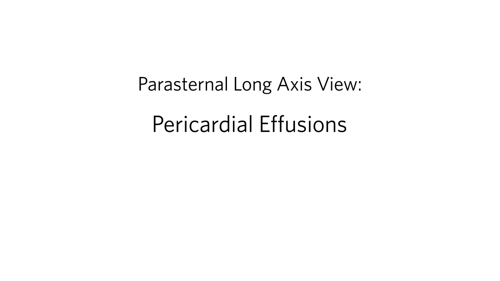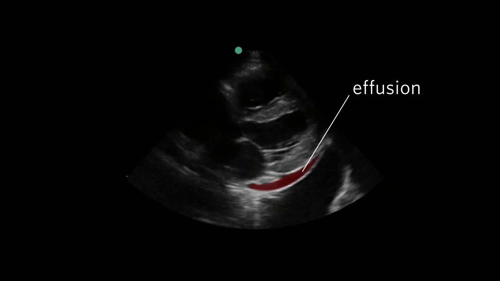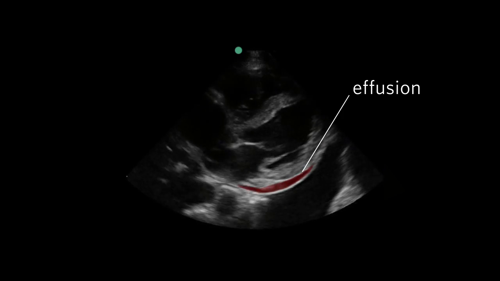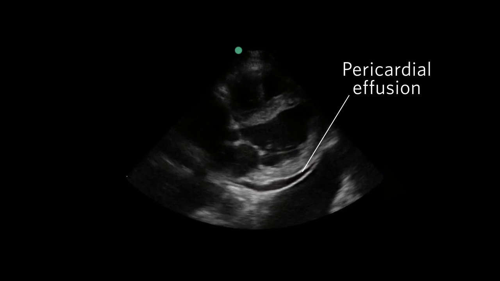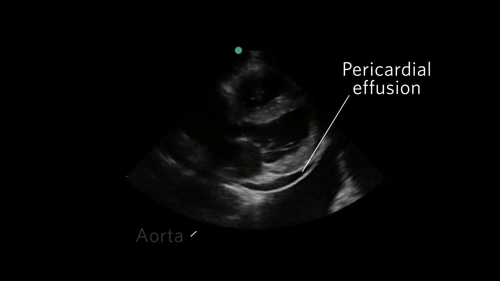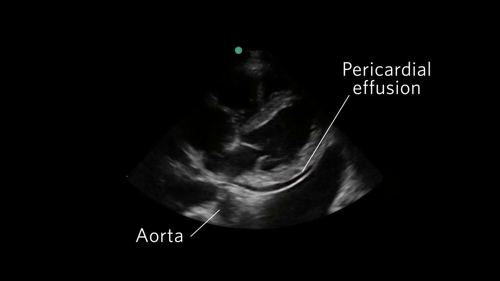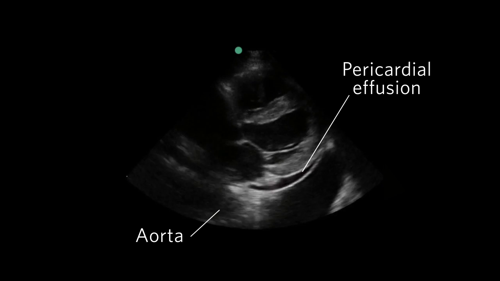A pericardial effusion will appear as an anechoic stripe. Clinically significant effusions are usually circumferential. It's important to differentiate pericardial effusions from left-sided pleural effusions. Both may abut against the heart, however a pericardial effusion will appear between the aorta and the heart, while a pleural effusion will appear below the aorta on the screen.